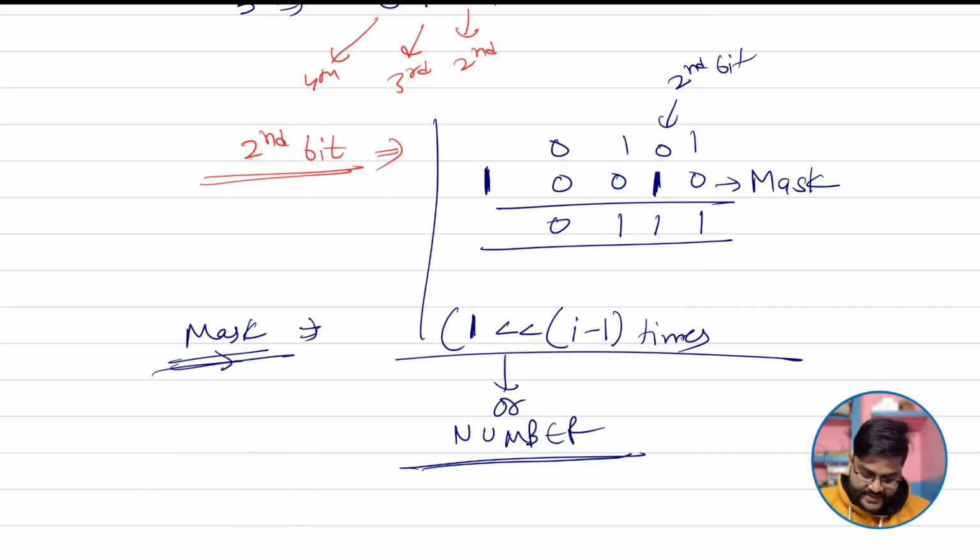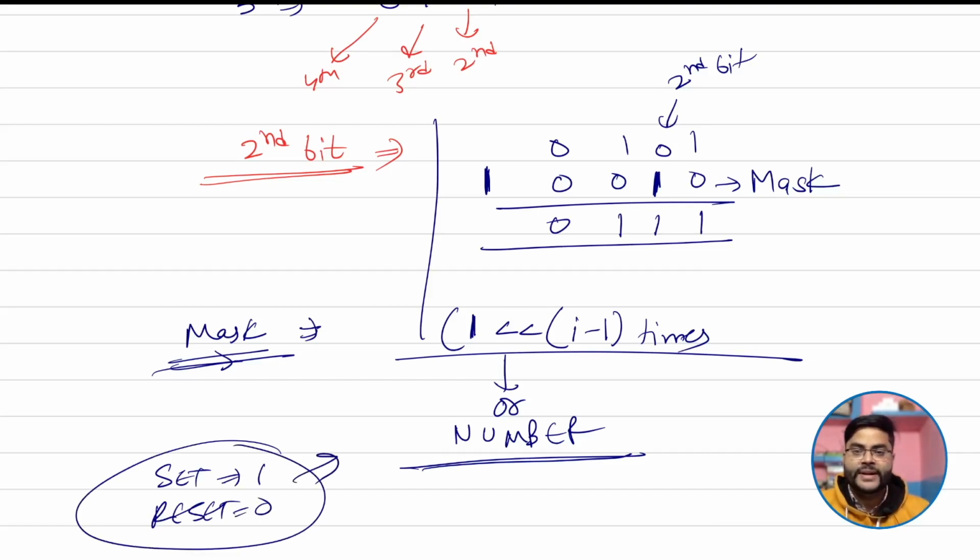Set bit means 1 and reset means 0. So if I tell you I want to set a bit, that means I want to put 1 in that particular bit. If I want to reset the bit, that means I want to put 0 in that bit, in that position. So I hope this will be clear to you.